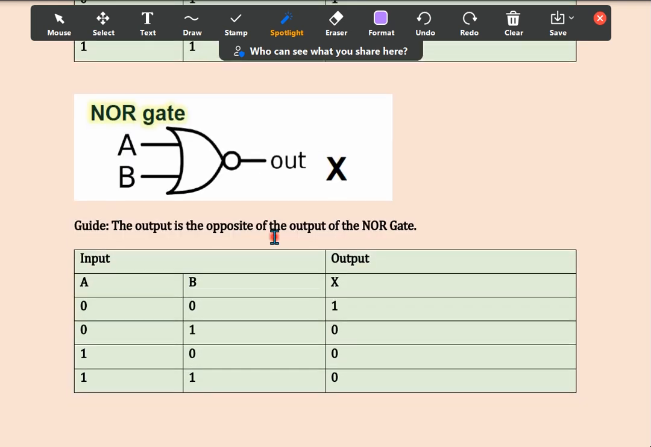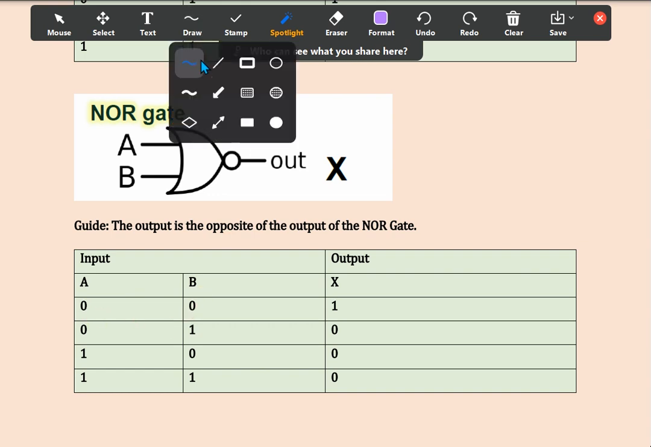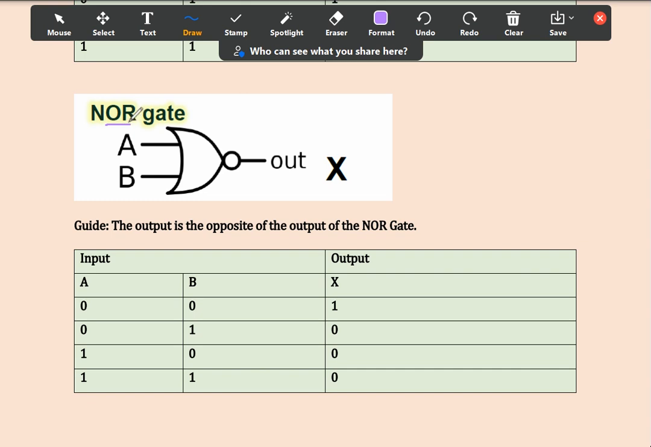Next is the NOR gate. The NOR gate is just the opposite of the OR gate, meaning the output of the NOR gate is just the opposite of the output of the OR gate. Let's say we have A and B, both 0. If I first get the OR gate, we add these two together, that is 0, correct? However, you just have to get the opposite of 0, which is equal to 1.